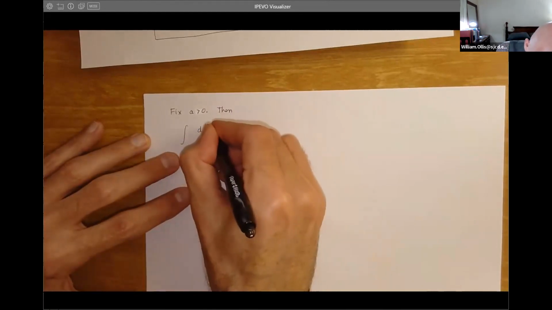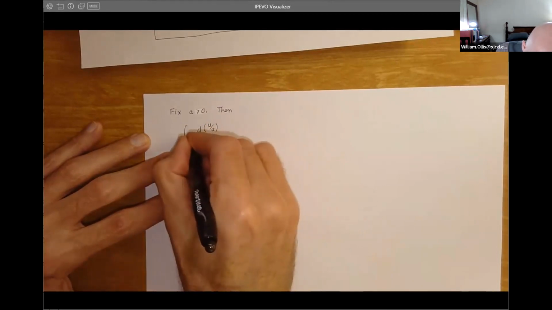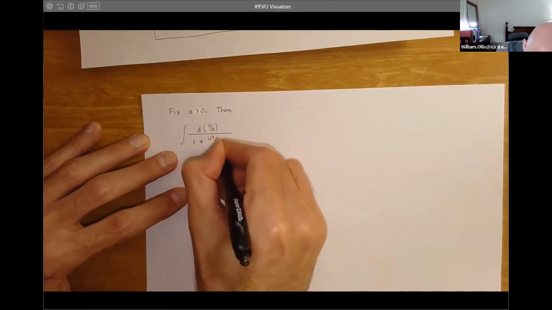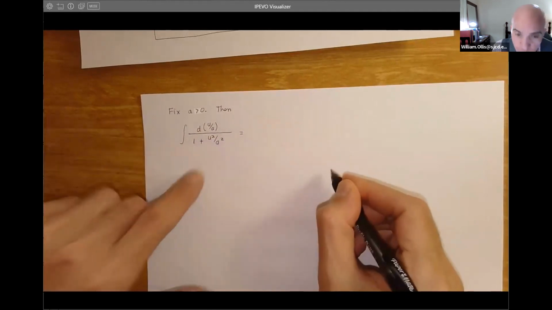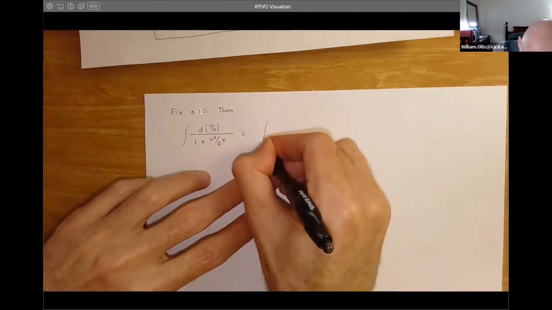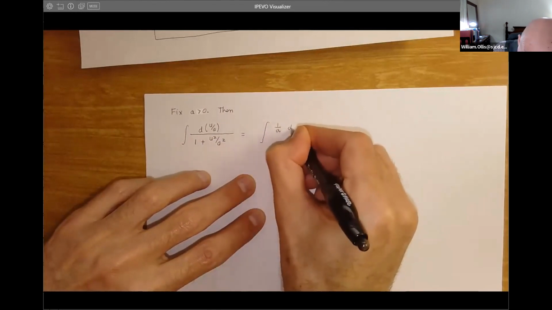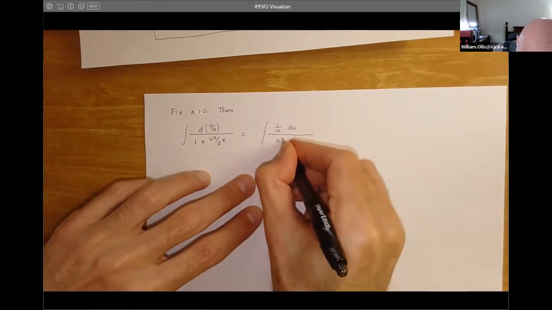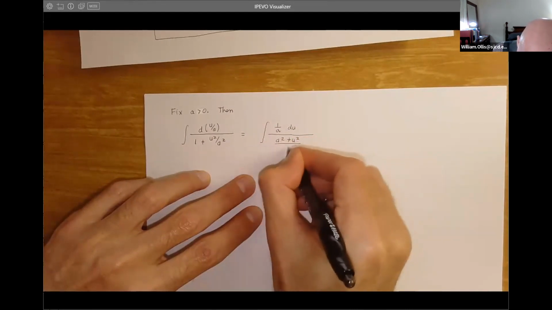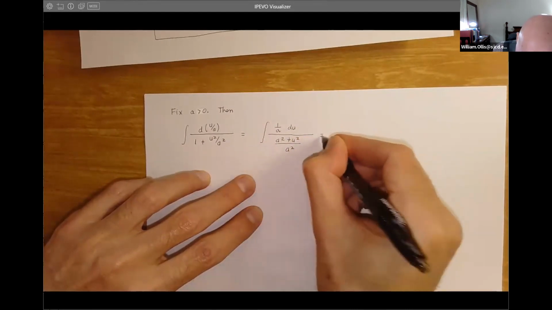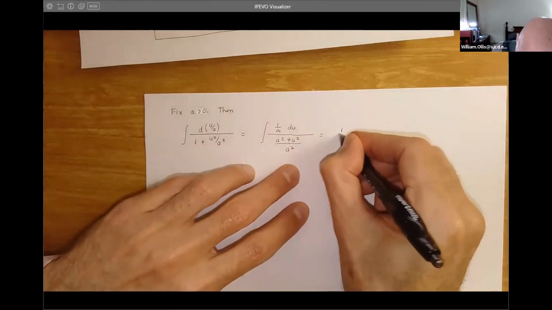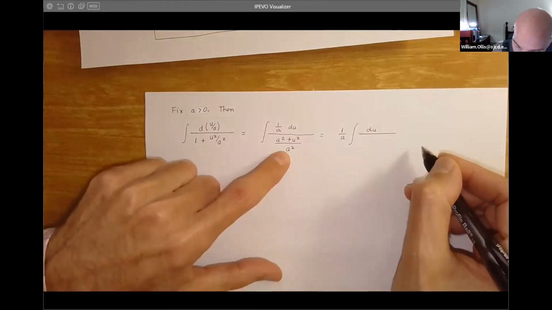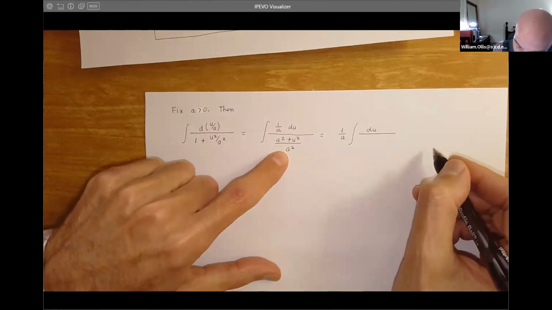So we have u over a, and then we have 1 plus u squared over a squared, just the substitution. Then of course the differential is linear, so we get 1 over a du. And then we can get a common denominator, a squared plus u squared, no radicals, almost like we're making it up. So now we have 1 over a du.